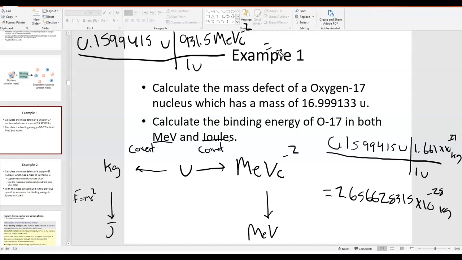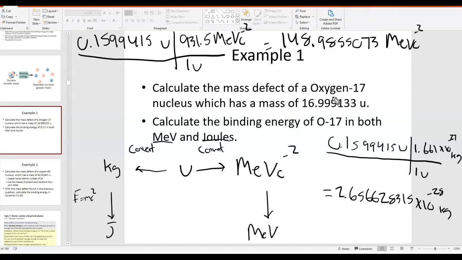So I'm going to do 0.1599415 times 931.5, and I get a mass defect of 148.9855073 MeV per c squared. And remember, that is my mass. Even though it has a weird looking unit, that is mass. So if I want to plug into E equals mc squared, this whole thing is my m.